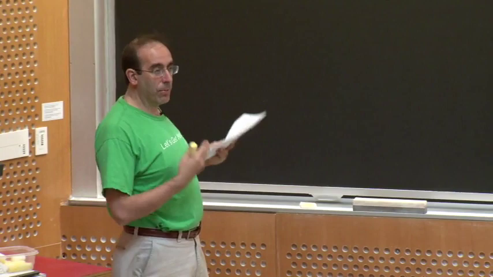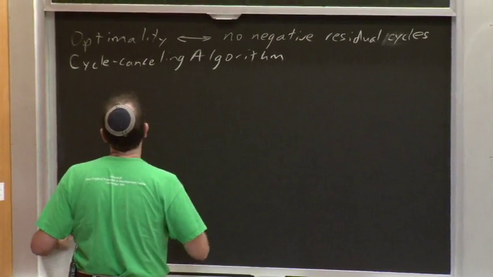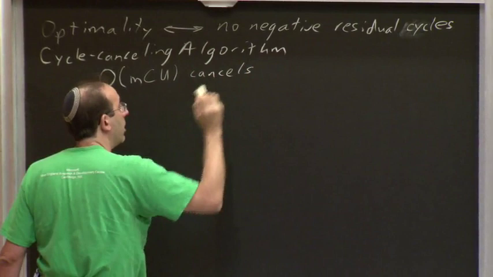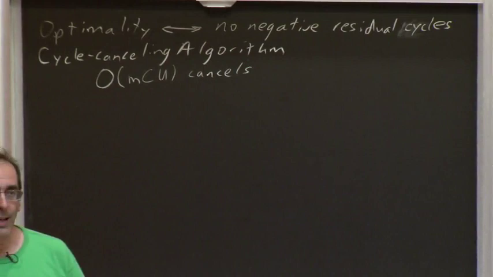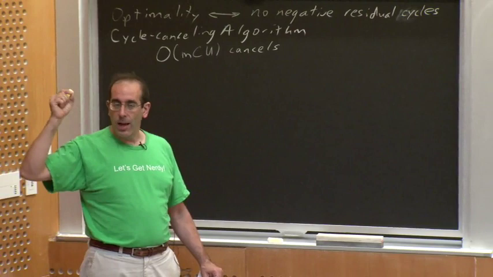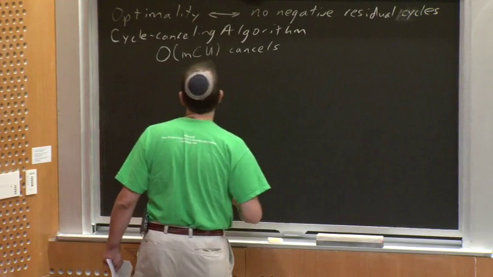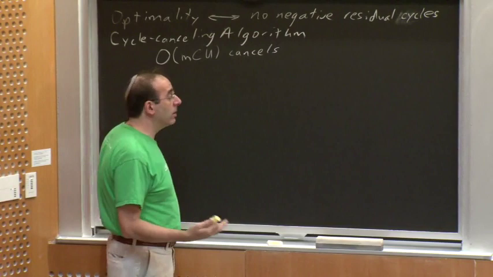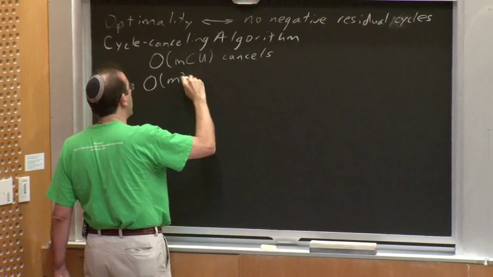The problem is that you could have up to order MCU cancellations that you have to do, because, this is all assuming integer valued costs and capacities, each cycle cancellation is going to gain you at worst 1 unit, right? It will decrease the cost by 1 when you do that cancellation. So you may have to do it MCU times in order to get from an initial most expensive flow down to a final inexpensive flow. And actually finding a single cycle requires MN time using Bellman-Ford. So you end up with an M squared NCU time bound for cycle canceling.